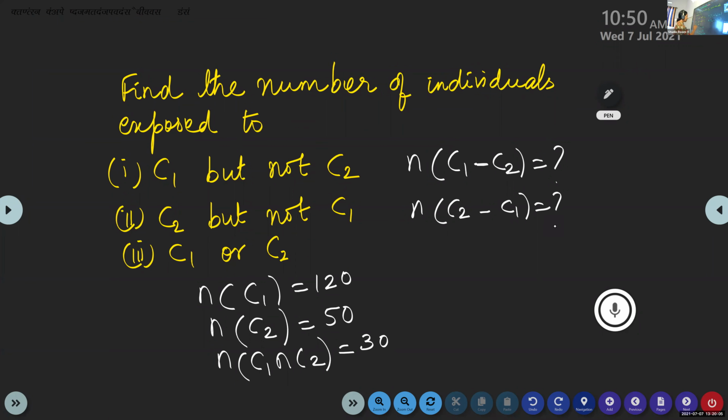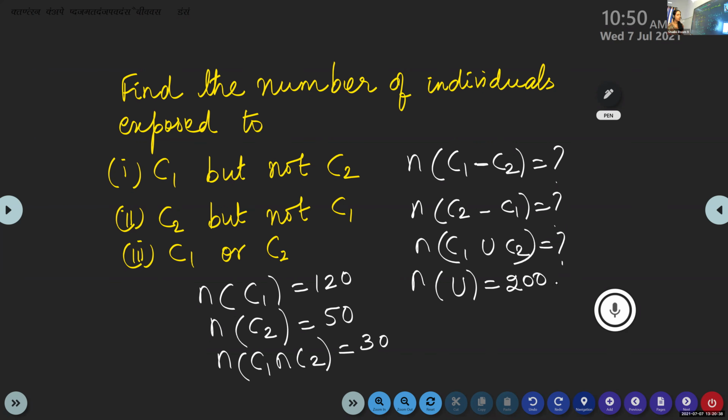Then C1 or C2. What is C1 or C2? Union. C1 union C2. This one also we want to find. Then what about that 200? There are 200 members in the group. That is N of U, the universal set. We take that as total members.